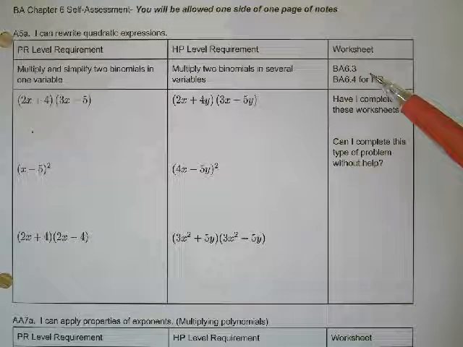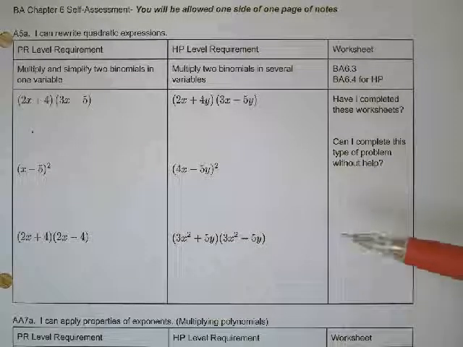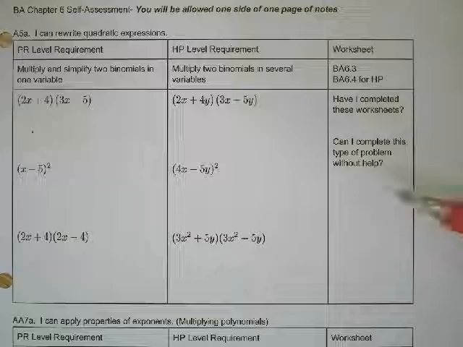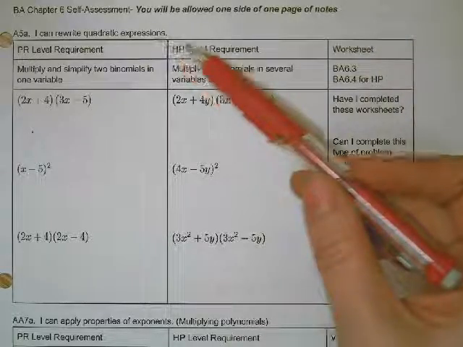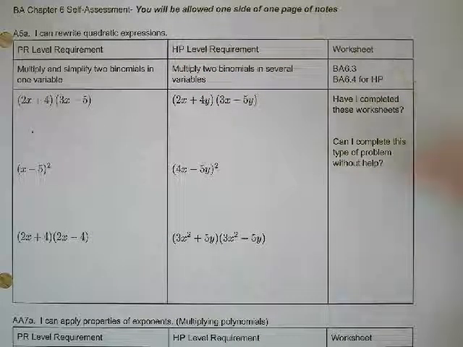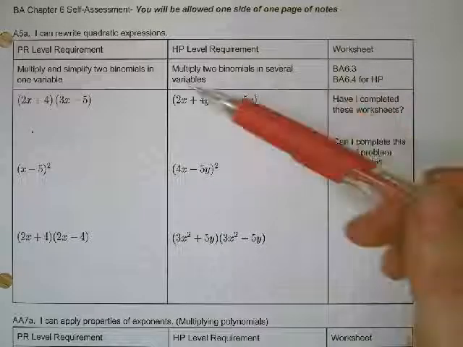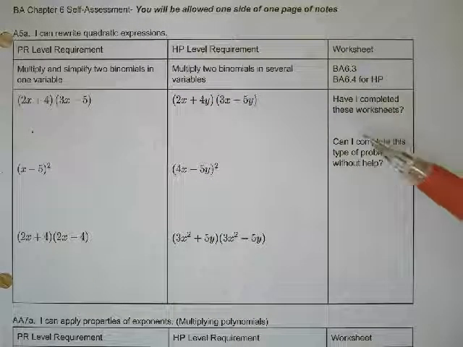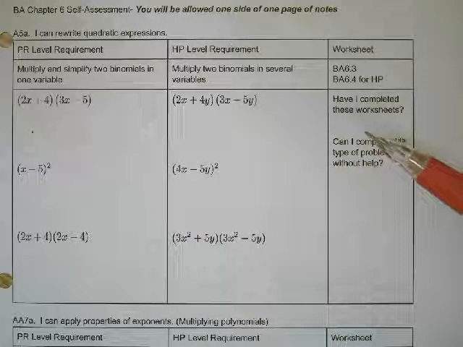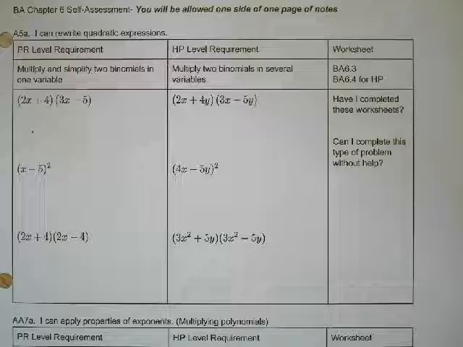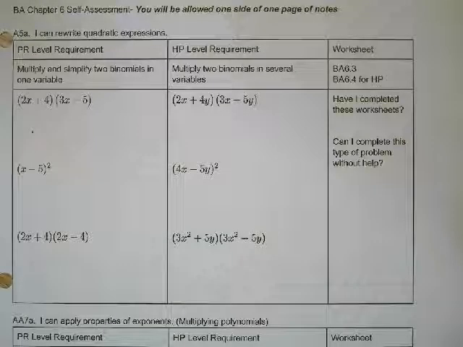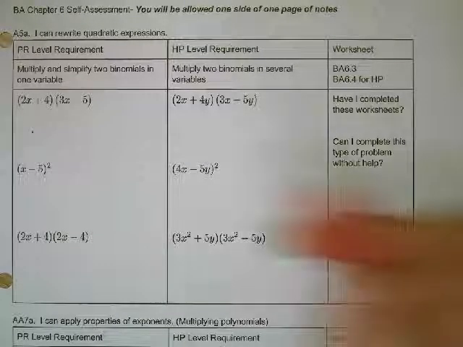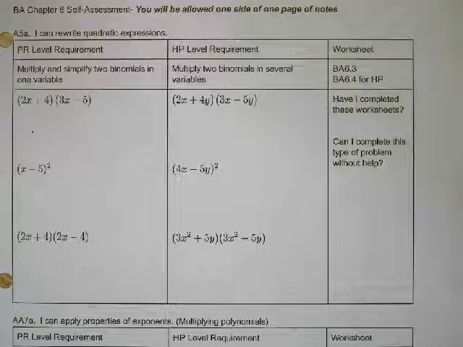Also, take a look at the worksheets that you've been given for various sections. Have you completed those worksheets, and can you complete those types of problems without any help from anyone? You will be allowed one side of one page of notes. I would make sure that your exponent laws are on there, the FOIL method or the area model method for multiplying binomials, depending on what your preference is. So I would make sure that kind of stuff is on there. Definitely make sure that you've completed those worksheets that are related to the skill, because just these few problems are not going to be enough for you to make sure that you know how to complete all these skills.